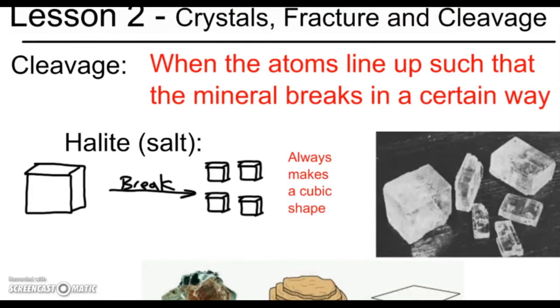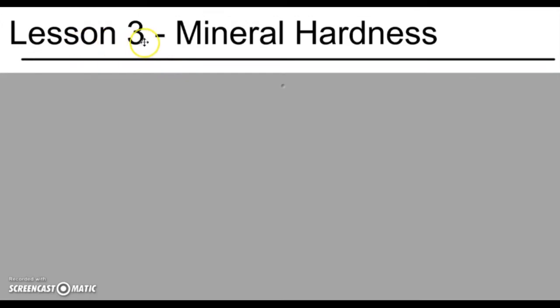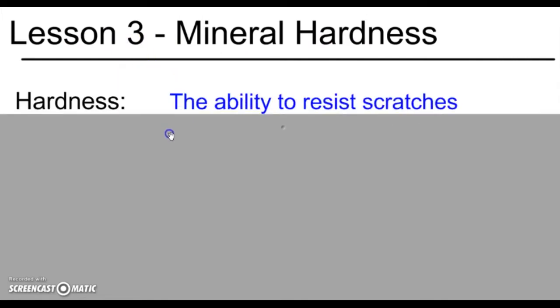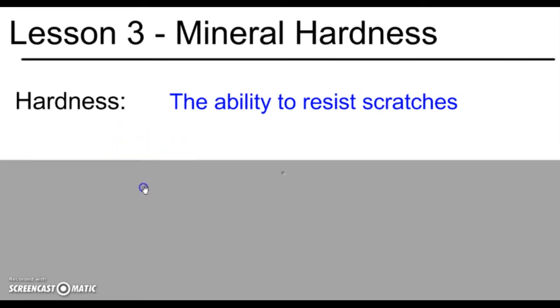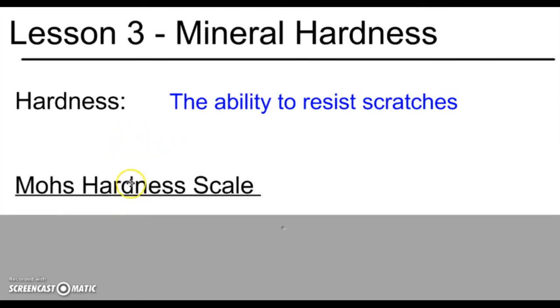That's the end of lesson 2. Okay, on to lesson 3, mineral hardness. So one of the key ways you can identify minerals is with its hardness. So you could tell hardness is the ability to resist scratches. So if something is hard to scratch, that means it is more hard than something that's easier to scratch. Okay, so what we use in this is Mohs hardness scale.